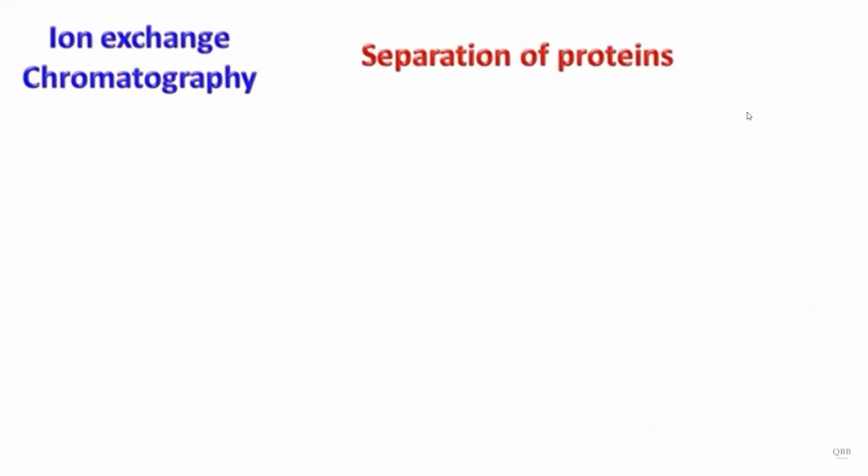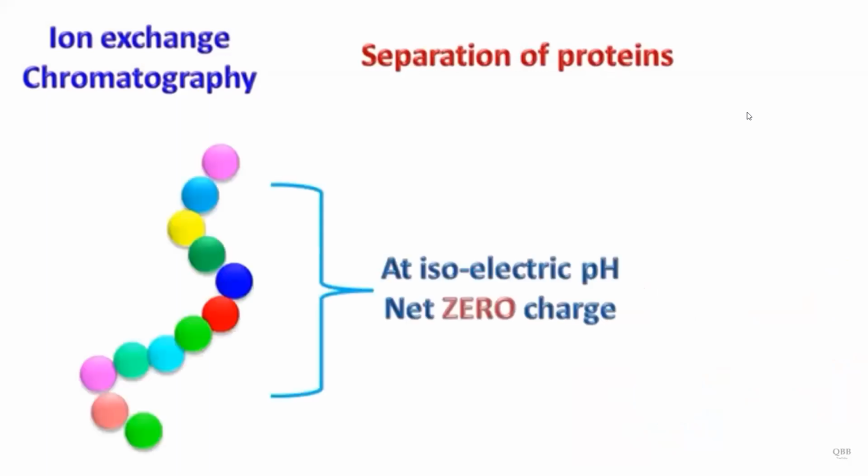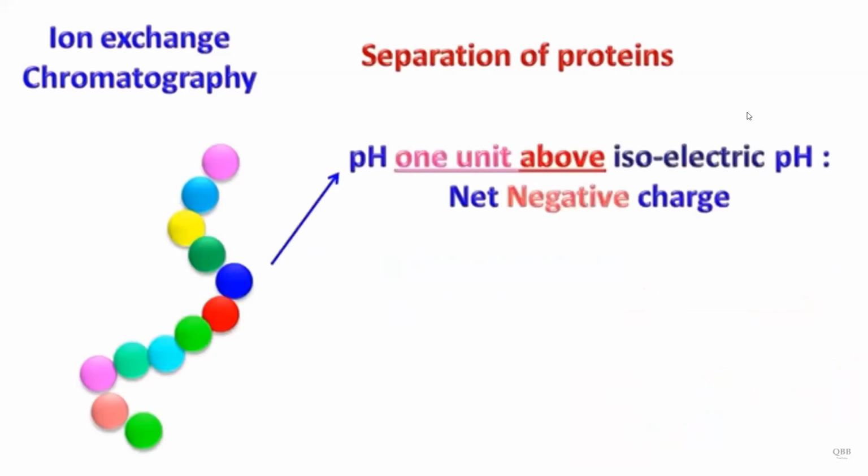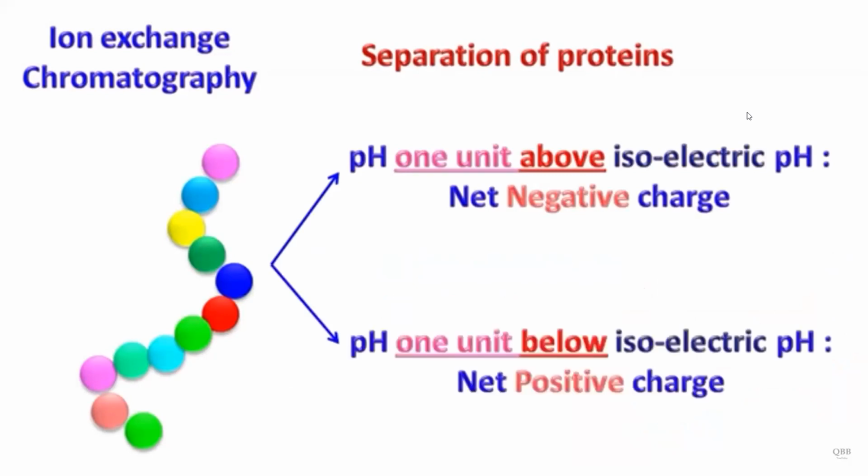Let's try to understand the separation of proteins with ion exchange chromatography. At isoelectric pH, the net charge on the protein is 0. That is, proteins have equal number of positive and negative charge. If the pH is shifted 1 unit above the isoelectric pH, then the protein will have net negative charge. And if the pH is shifted 1 unit below the isoelectric pH, then the protein will have net positive charge.